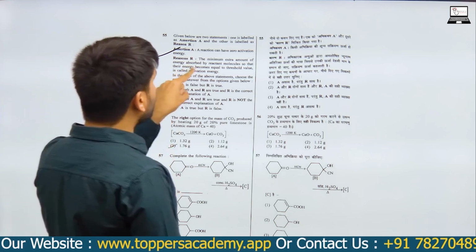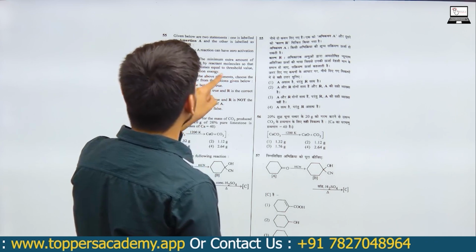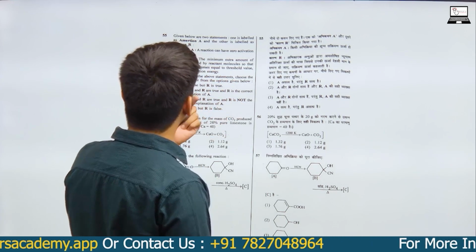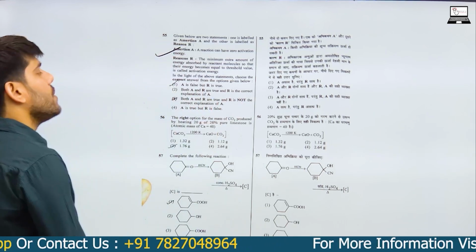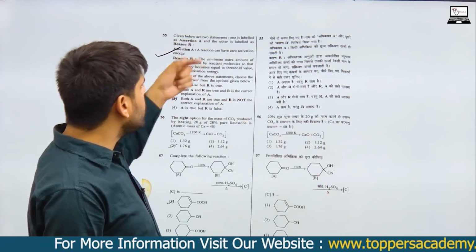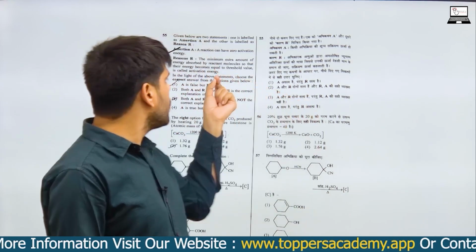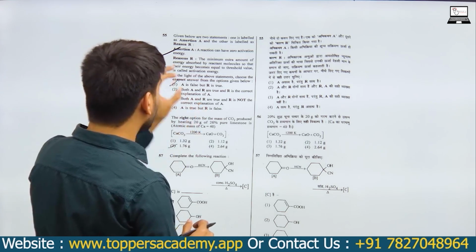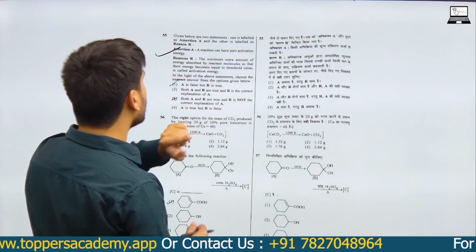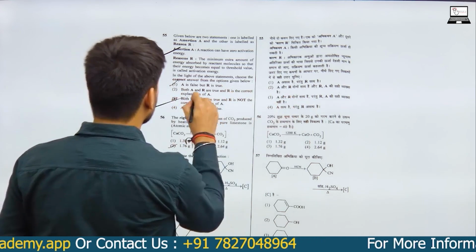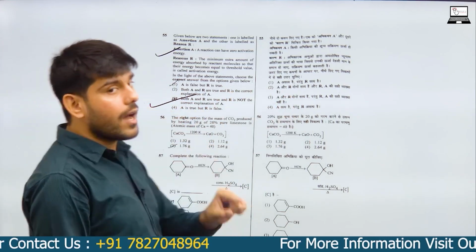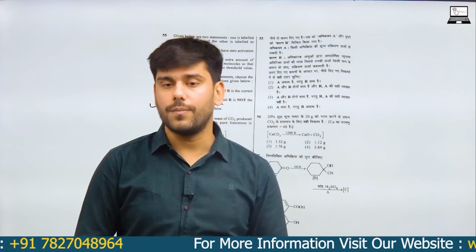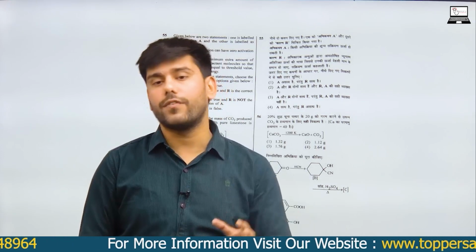And the reason is, the minimum extra amount of energy absorbed by reactant molecules so that their energy becomes equal to the threshold value is called activation energy. Yes, this is the definition of activation energy. But this is not the reason for the assertion. So both A and R are true, but R is not the correct explanation of A. So C is the right answer. A reaction can have zero activation energy. Please note, it can even have negative activation energy.